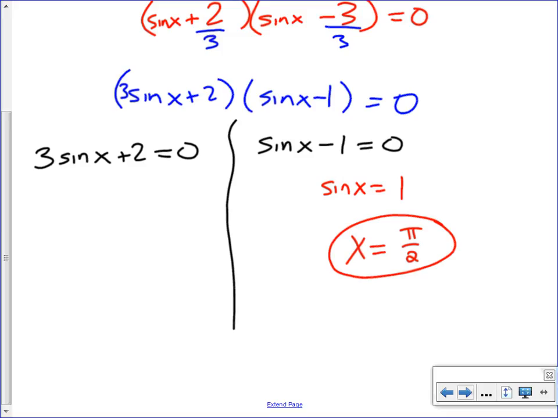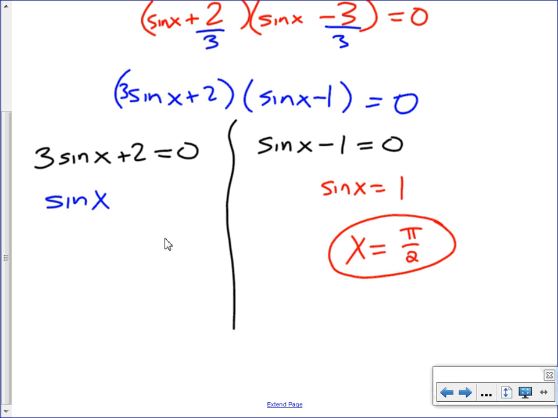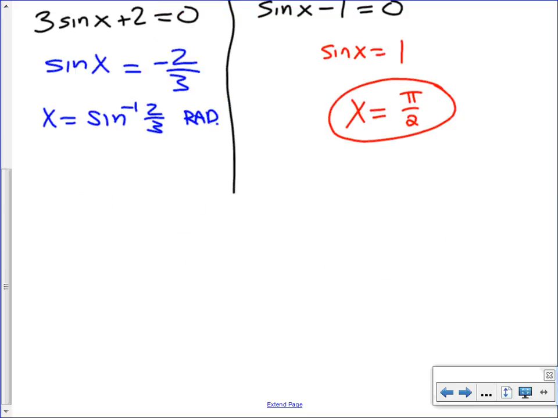Negative 2 over 3. So if you were to solve this, you would subtract 2, divide by 3. So you have sine x is equal to negative 2 over 3. This is not in your unit circle. So to find x, you need to do the inverse sine of 2 over 3, and make sure that you are in radians. Go ahead and put your calculator on, put it in radians, and do the inverse sine of 2 over 3.